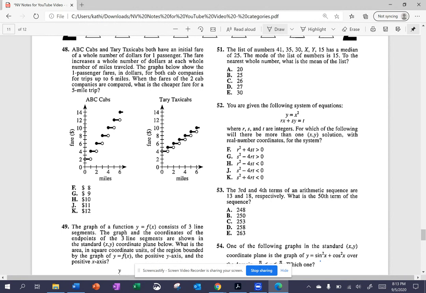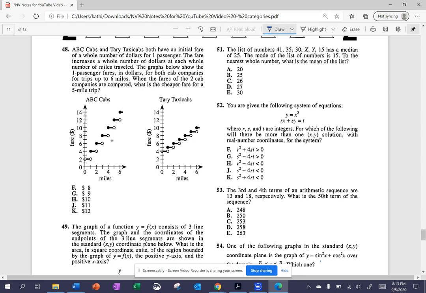ABC cabs and Terry taxi cabs both have an initial fare of whole numbers in dollars for one passenger. The fare increases a whole number of dollars at each whole number of miles traveled. The graph below shows the one passenger fares in dollars for both cab companies for trips up to 6 miles. When the fare of the two cab companies are compared, what is the cheaper fare for a 5-mile trip?